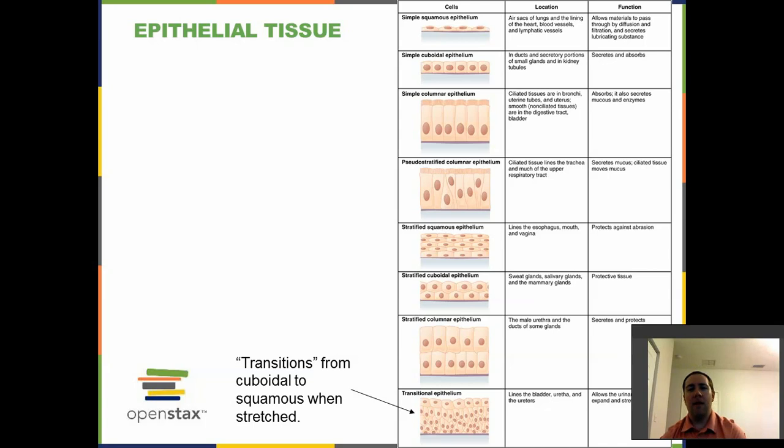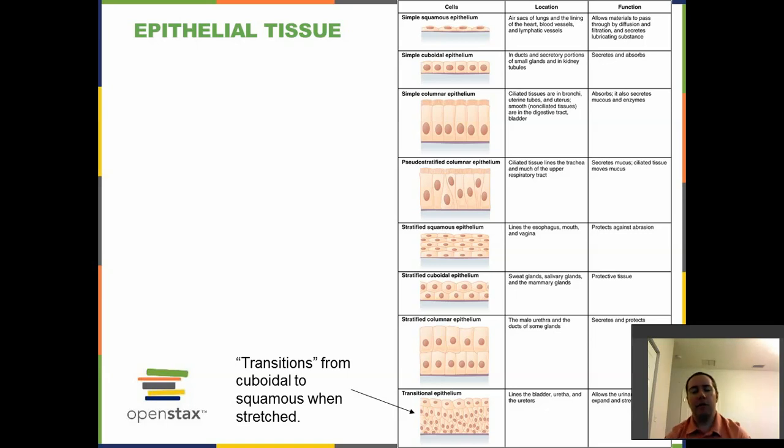Simple columnar is more specific. It is always used for absorption. And we said an example of that is in the digestive tract, like our intestine. But it's also found in a few other places, including in our airway. That's the bronchi that are listed here. Pseudostratified are primarily for making mucus, and so this is almost exclusively in our upper airway.